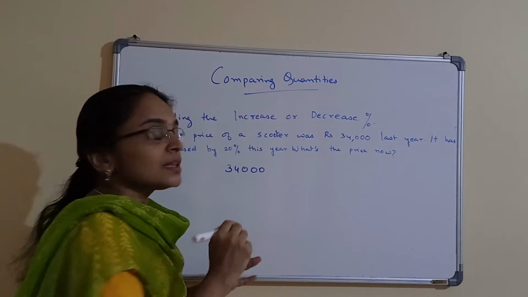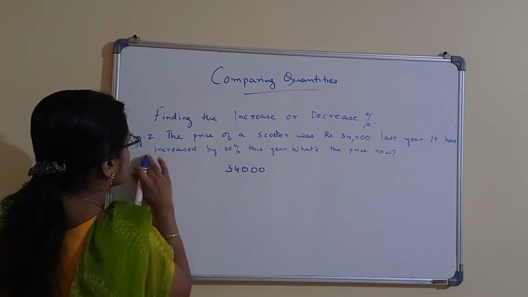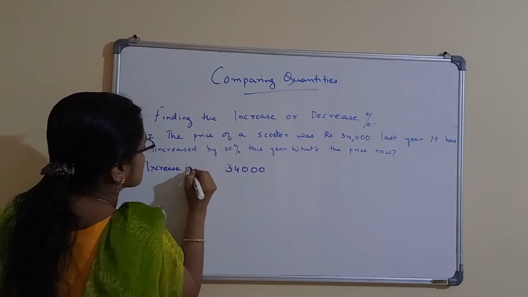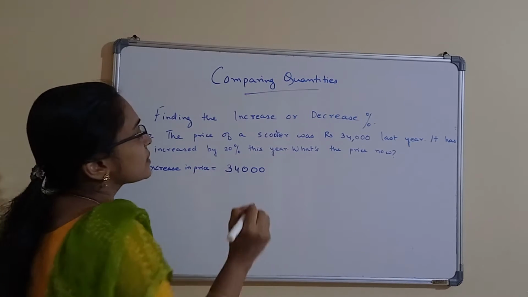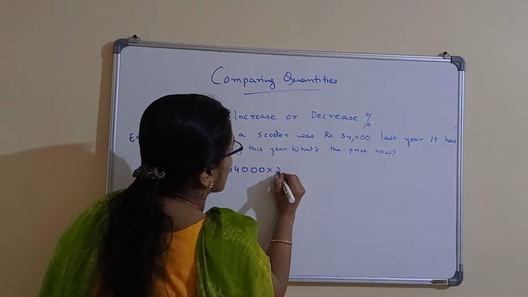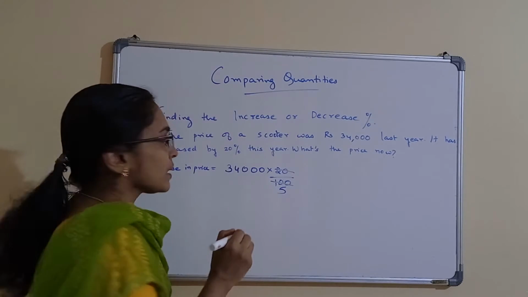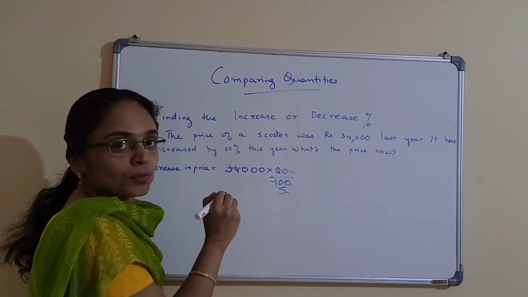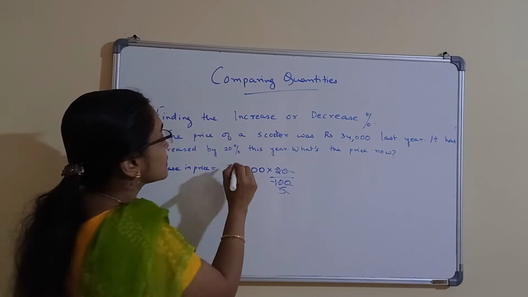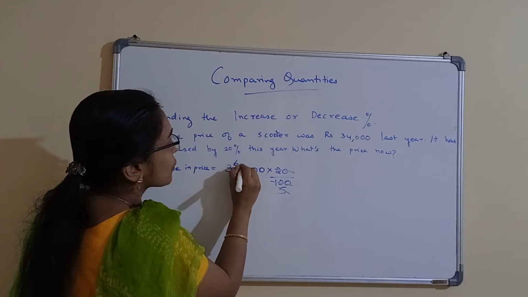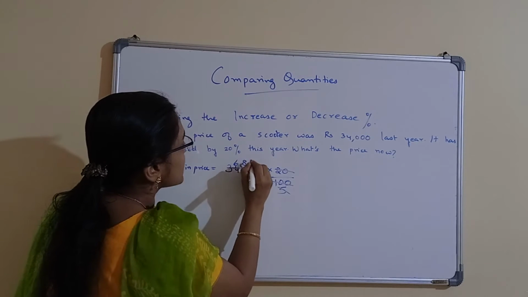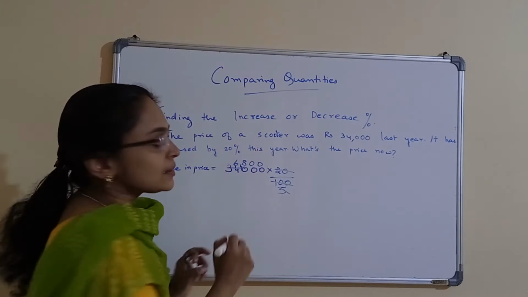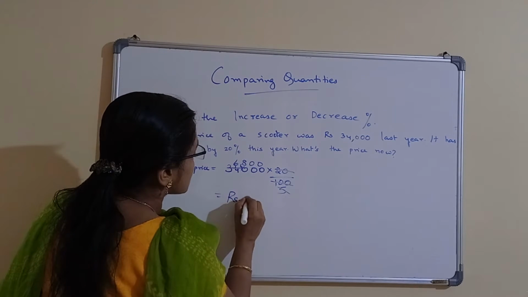34,000, and the increase in price can be found out as 34,000 into 20 by 100. Okay, and 34 by 5: 5 will go in 6 times, then 4 remainder. 40 by 5 is 8. Then 0, 0. Right? So it is equal to 6,800.